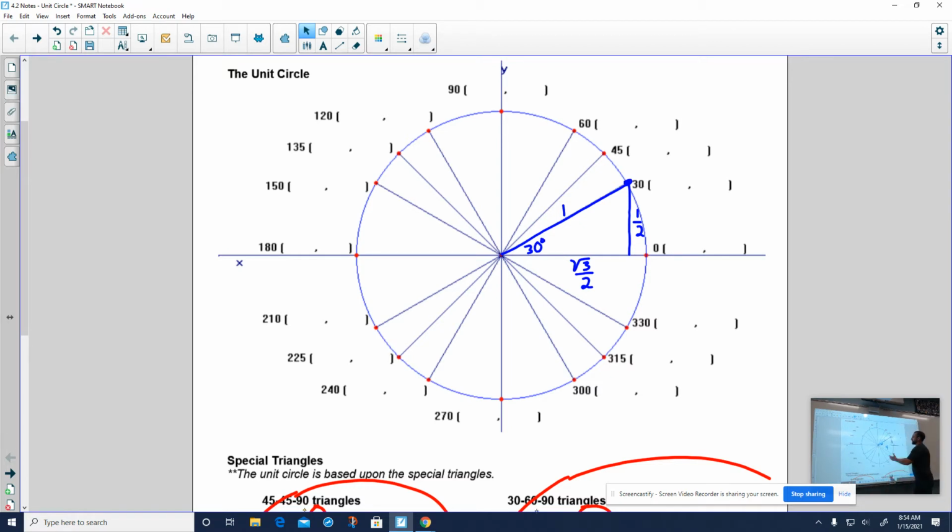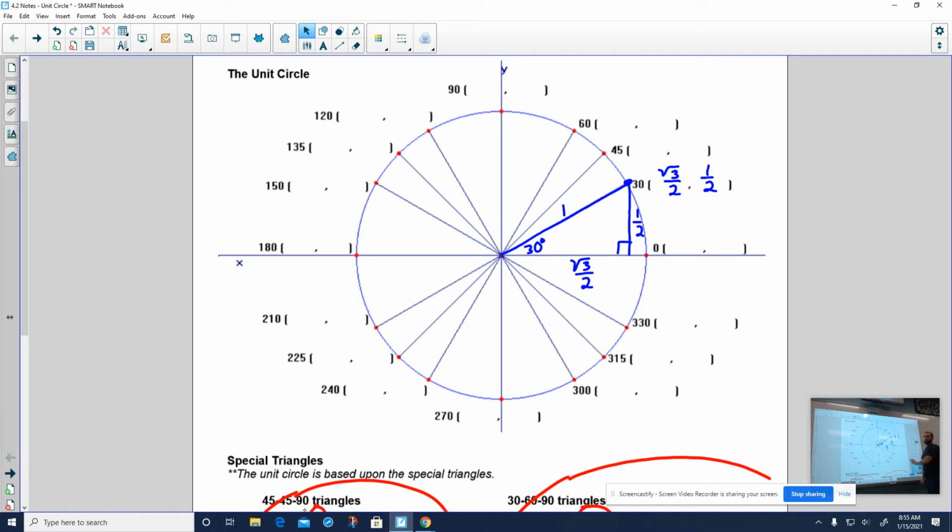All right. So the cosine of 30 degrees would be square root of 3 over 2, adjacent over hypotenuse. Remember the 90-degree angle is right there. So I'm going adjacent over hypotenuse. Square root of 3 over 2 over 1 is just square root of 3 over 2. So here's my answer for the cosine of 30 degrees. The sine of 30 degrees is going to be the opposite side over the hypotenuse, so 1/2 over 1. So there's my answer for sine of 30 degrees.